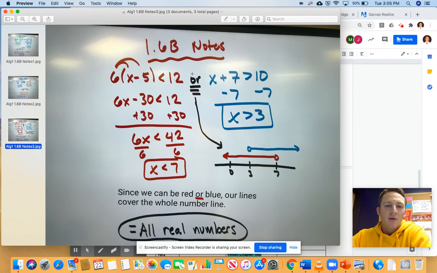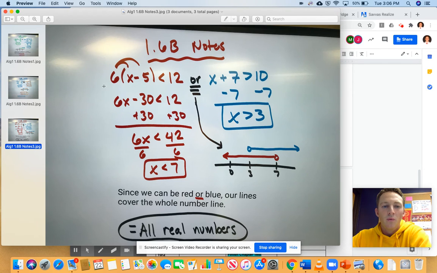Lastly, we have another OR problem. So we have red and blue. Let's distribute. So 6x minus 30 is less than 12. Add 30 to both sides, and then divide by 6. x is less than 7. So over here on our number line, we're going to say x is less than 7. We're going to minus 7 here, so x is greater than 3. So right here at x is greater than 3.